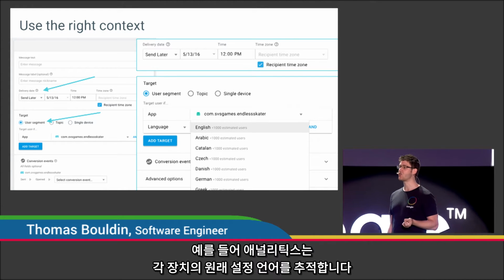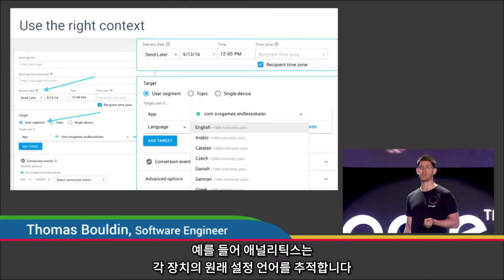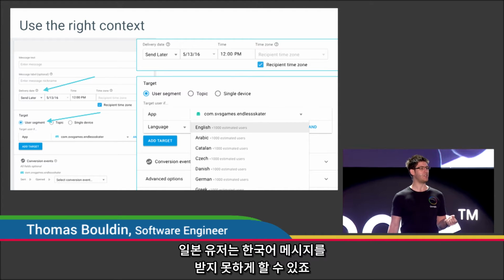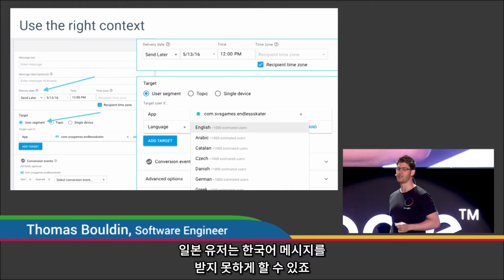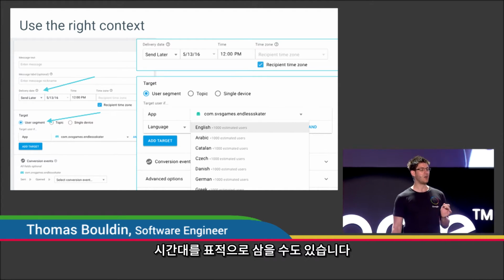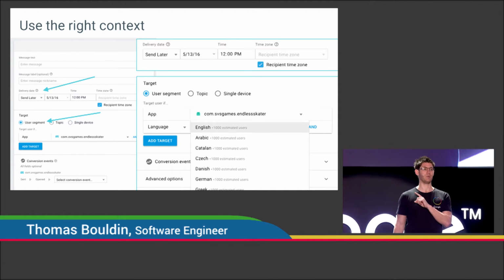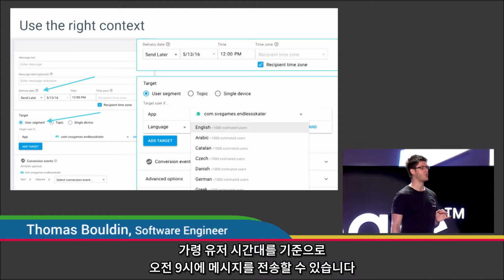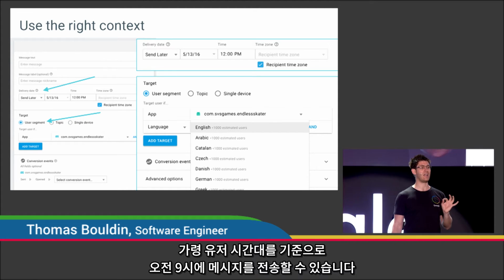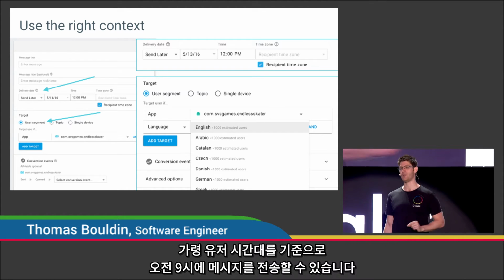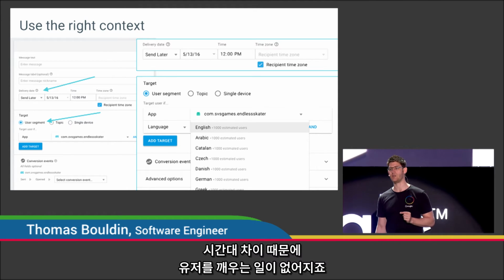For example, analytics tracks the native language for that device, so you can make sure that your Japanese users aren't receiving Korean messages. You can also target the time zone, and I love that little checkbox, recipient time zone. You can use this to make sure that you say the message should be delivered at 9 a.m. according to the user's time zone, and not wake them up based on time zone differences.